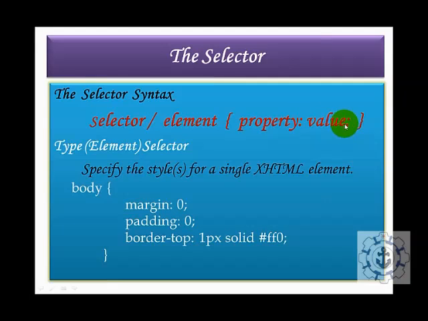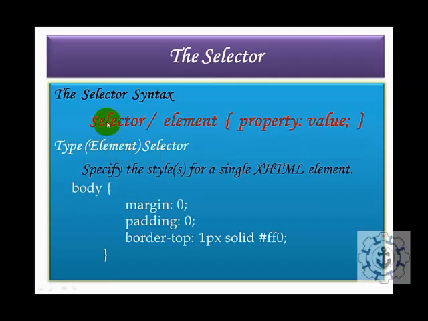After giving the value, you want to close it by using a semicolon. If you have any other property, you can start with it, or else you just close the syntax with curly braces. So, the type element selector.